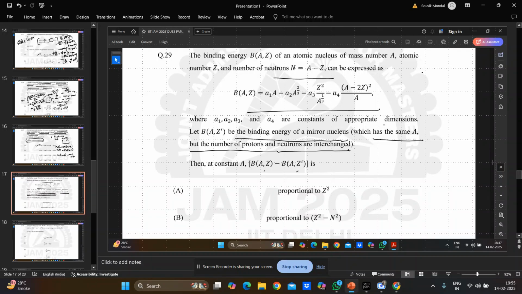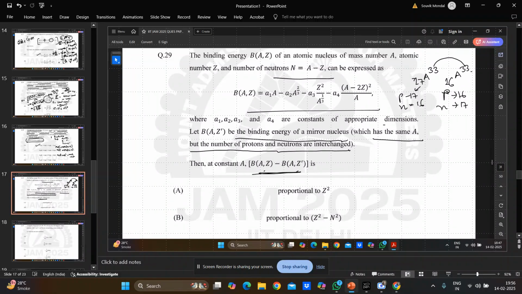Let me give you an example. Suppose a nucleus has 17 protons and A equal to 33, and another nucleus has 16 protons and A equal to 33. So the mass number is the same. How many protons and neutrons are here? Proton is equal to 17, neutron is equal to 16. And here, proton is equal to 16, neutron is equal to 17. So they are just interchanged. These are called mirror nuclei. So now you have to find the difference between these two.